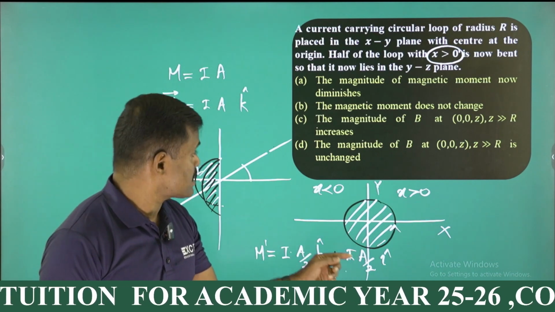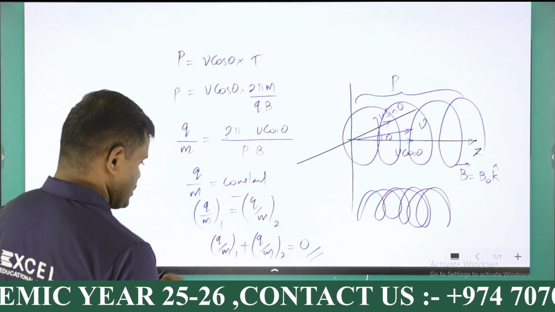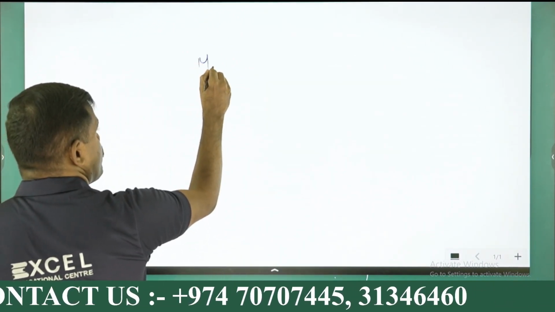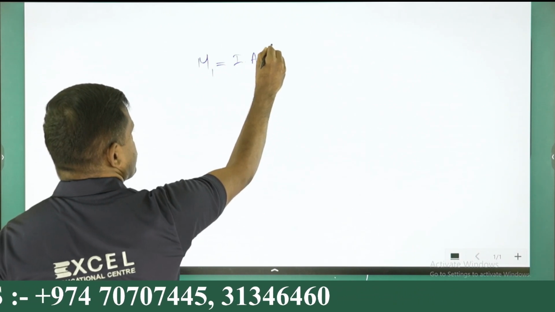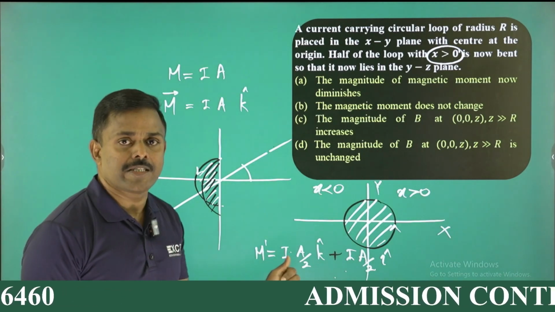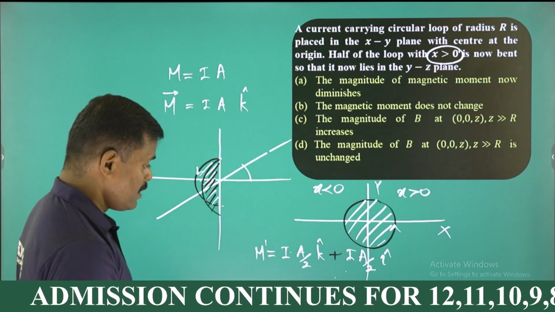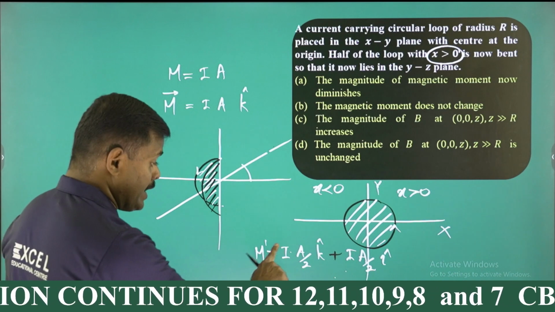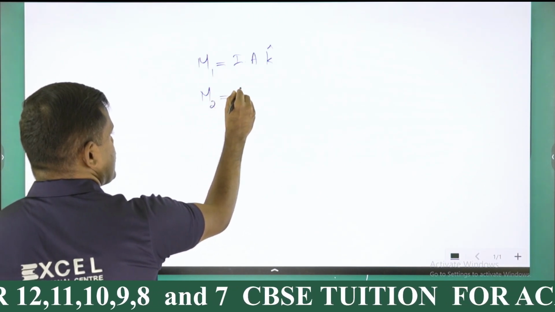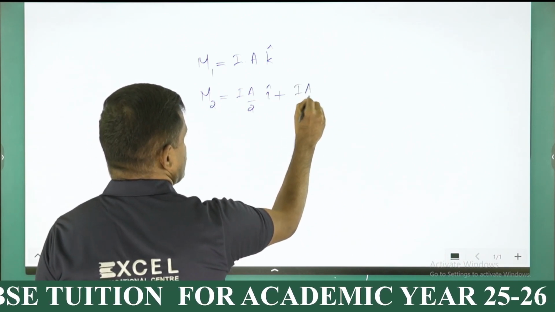The magnetic moment in the first case was I into A into K cap. I'll write them on the other board. Magnetic moment in the first case is M1 equal to I into A into K cap. Am I correct? Yes. Magnetic moment in the second case has two components, one for the left half, the other for this half. So I'll write them one by one. Magnetic moment in the second case is IA by 2 into I cap plus IA by 2 into K cap.